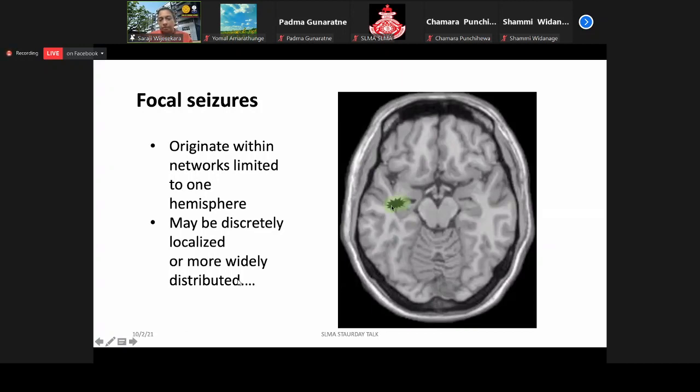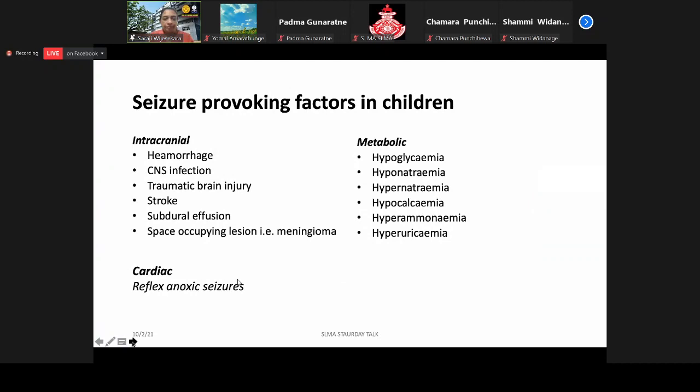This is the seizure onset, and you can see that it may be limited to the same side or the lobe that it originates from, or it can be communicated to the other hemisphere as well. So this can be widely distributed as well. So that is the way that focal and generalized epilepsies or seizures are classified.